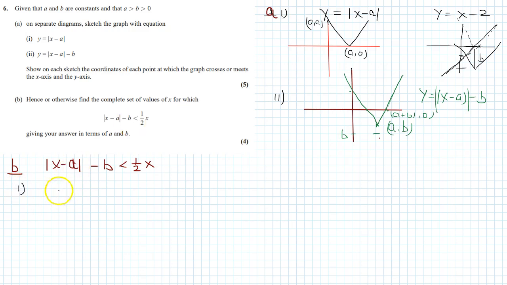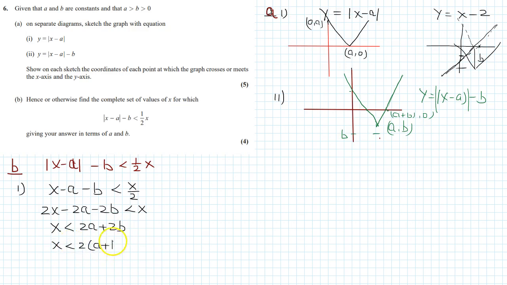So first case is if this is positive, so x minus a minus b is less than x over 2. Multiply all by 2. So 2x minus 2a minus 2b is less than x. Bring x here and bring it that side. So 2x minus x is less than 2a plus 2b. So x is less than 2 times a plus b.